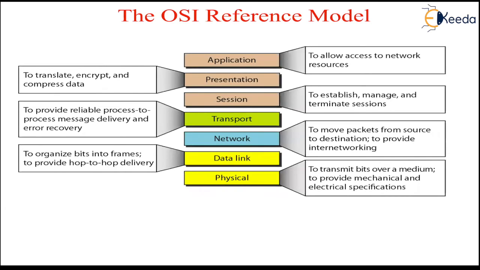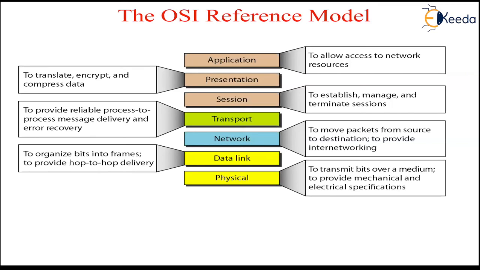If a summary of the layers is considered, which is shown in this figure, here the physical layer is responsible for transmission of bits over a medium to provide mechanical and electrical specifications. The data link layer is for organization of bits into frames and to provide hop-to-hop delivery. The network layer is for moving packets from source to destination and to provide internetworking functions: routing of the information, congestion control, as well as accounting of the information.